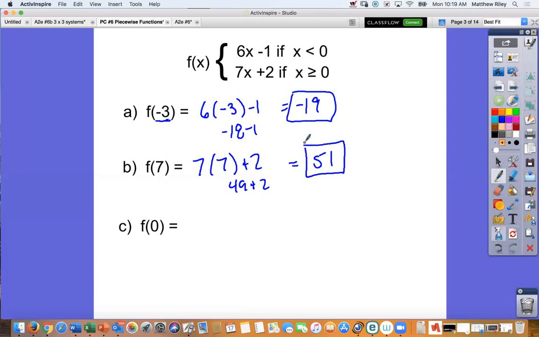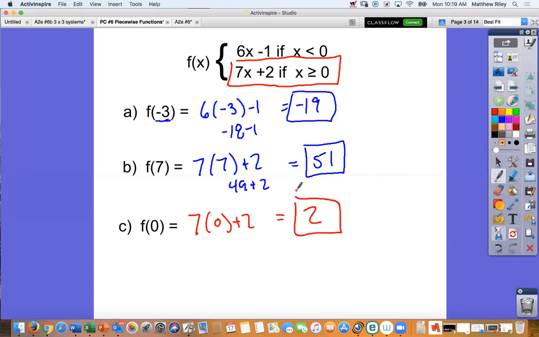Now, one that throws almost everybody off. Oh boy, what if f of 0? Which one of these should I use if x is 0? Shouldn't you use the second one since it's greater than or equal to 0? Exactly. So greater than or equal to 0 means I have to use the second one. So 7 times 0 plus 2, 7 times 0 is 0 plus 2 is just 2. Any questions?